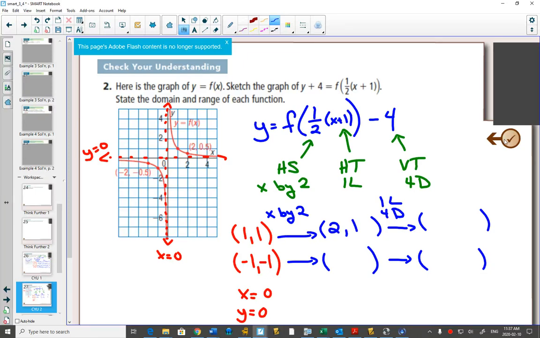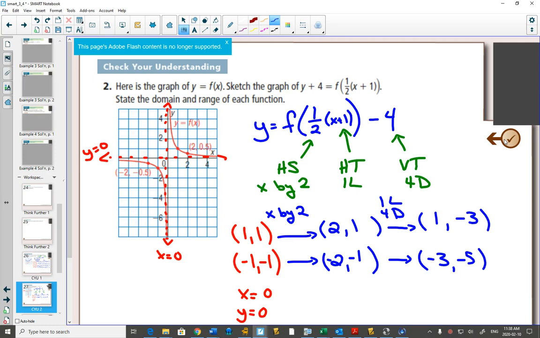I do a quick check. Yes, I did the right coordinate. Second one, -2, -1. Quick check. 1 left. Okay, so this will go to 1. This one will go to -3. 4 down. This will go to -3. This will go to -5. Again, quickly checking it.